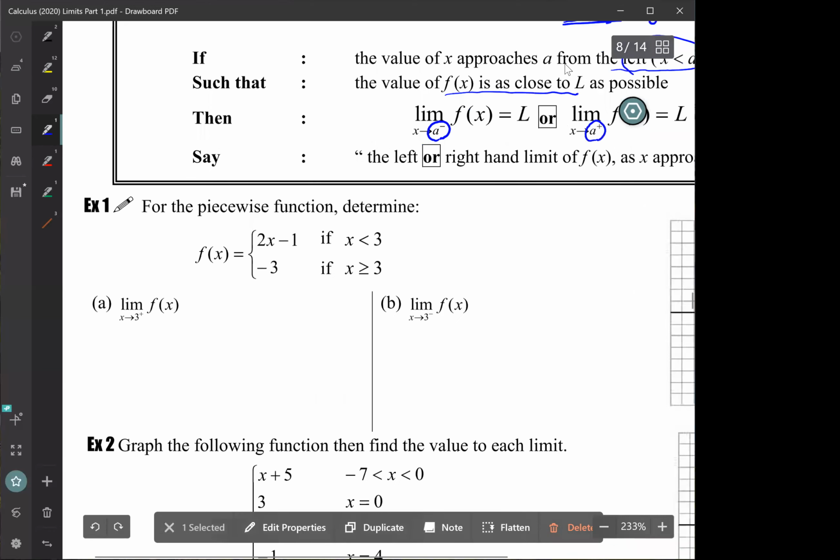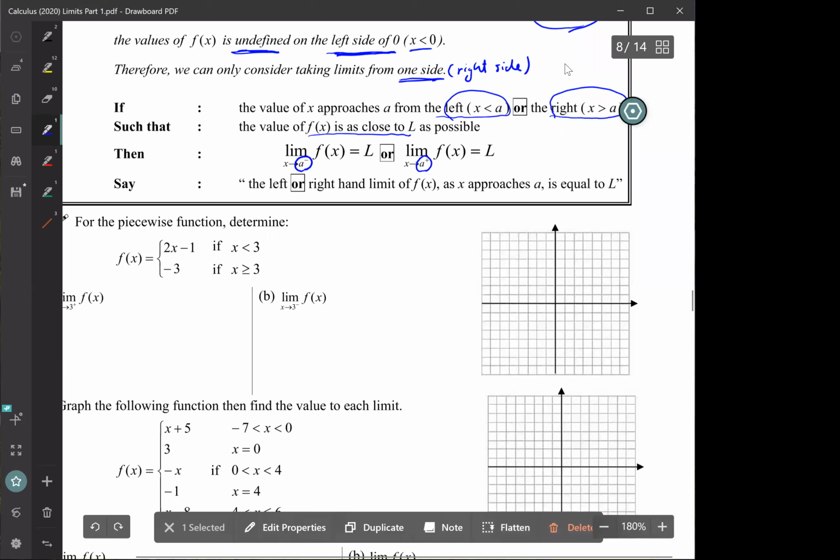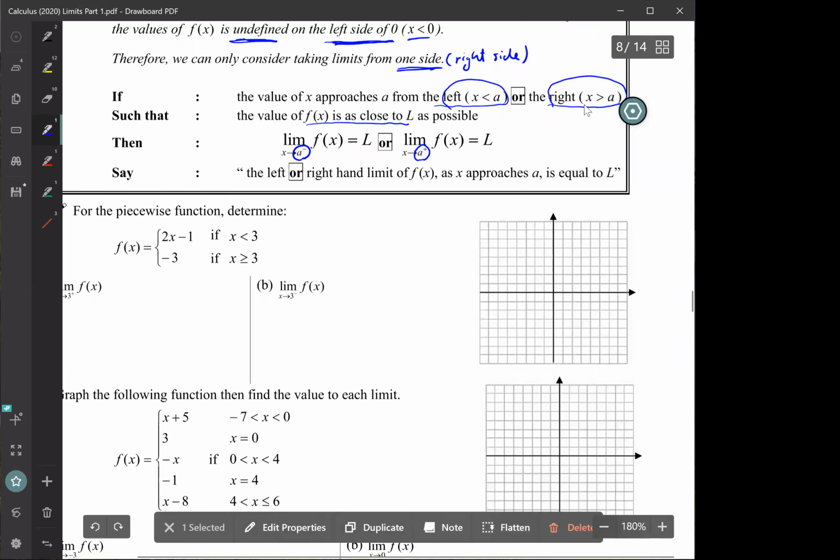Let's draw it out. Do you remember how to draw piecewise functions? If you forgot, please raise your hand. Everybody remembers? Okay, so I'll let you draw this one. After you get the picture, please raise your hand. Draw the piecewise function.